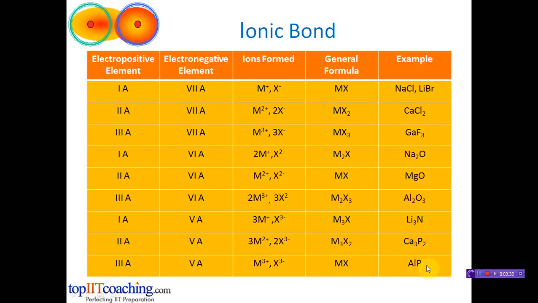The last example is AlP, aluminium phosphide, in which aluminum belonging to group 3A will form Al3+ ion, and phosphorus belonging to group 5A will form P3- ion. Together they form AlP.